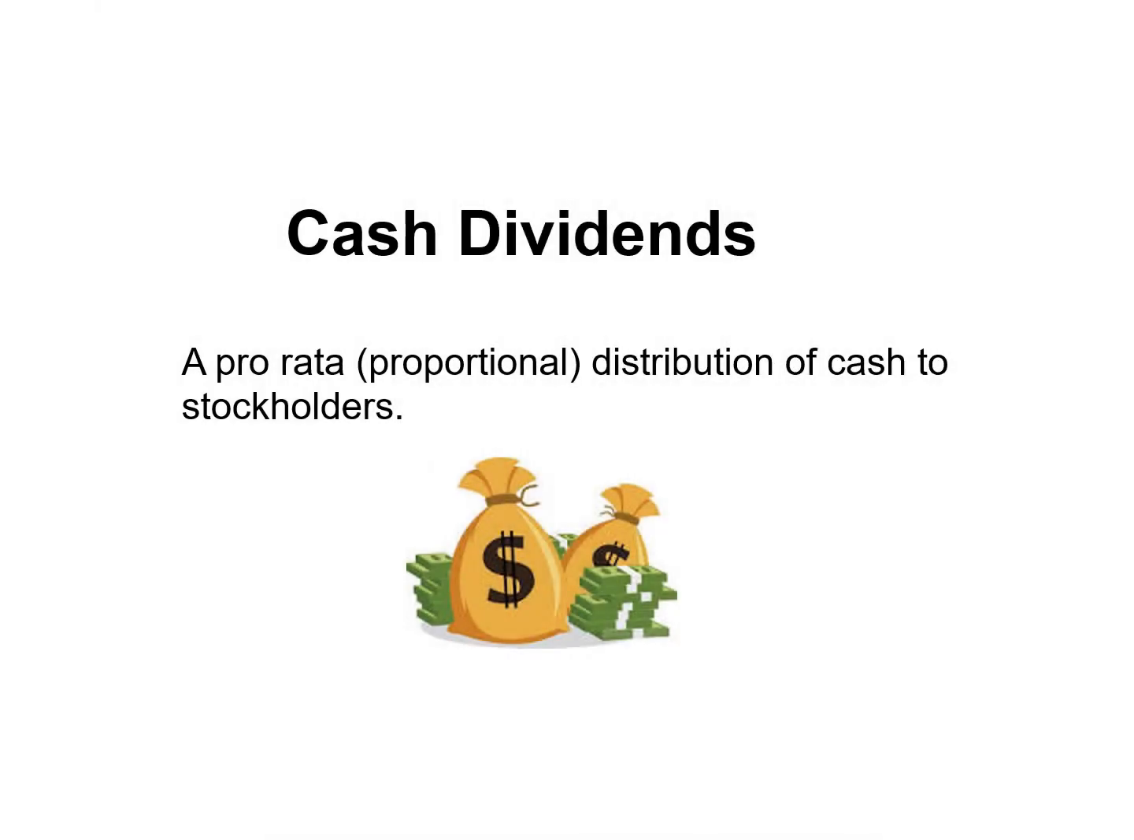A corporation may distribute cash to stockholders in the form of dividends. This video will explain how to account for cash dividends. Pro rata simply means that if you own 20% of the stock, you will receive 20% of the dividend.